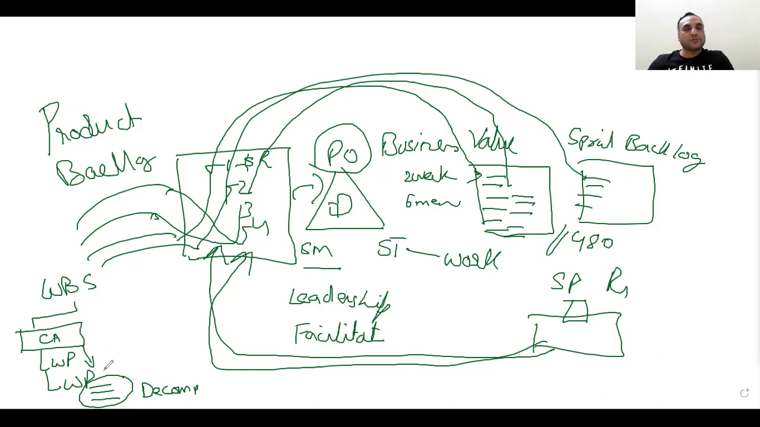Here work is known, so we can decompose in planning. Here work is not known, so we will decompose when we start the activity.